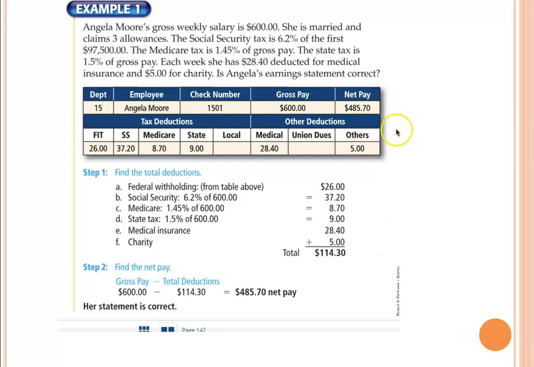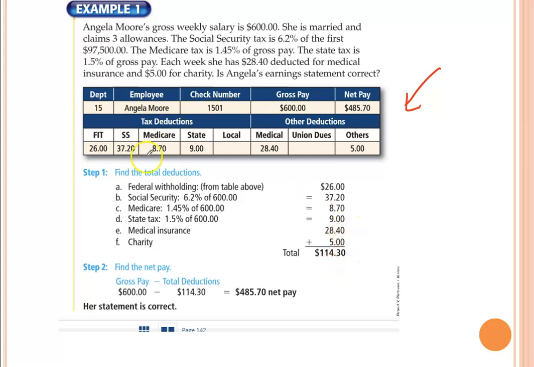So they're actually giving you an example of what a statement might look like. If you have a job, or if you know someone that has a job, your parents or something, you might want to ask to look at this so you can see all the things that are deducted. So what you're going to do is figure out all of these amounts. Sometimes they're there and sometimes they're not, and get $114.30.